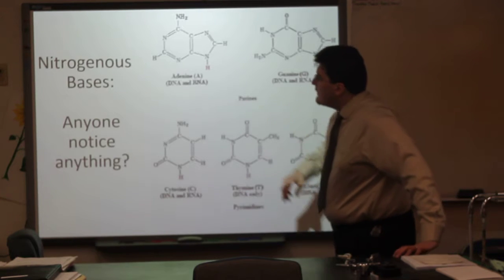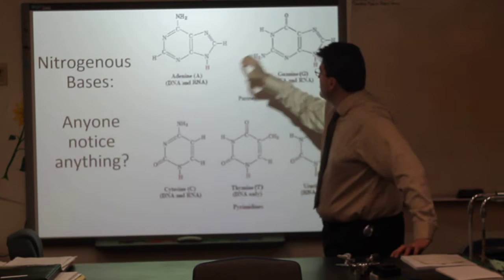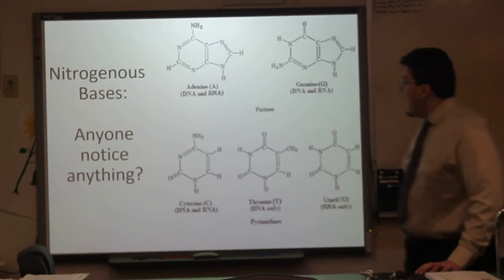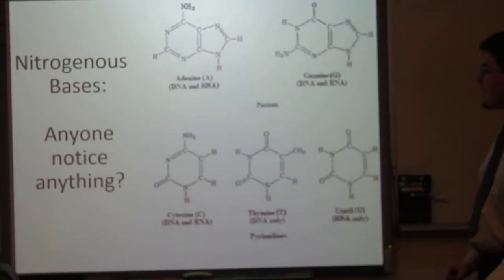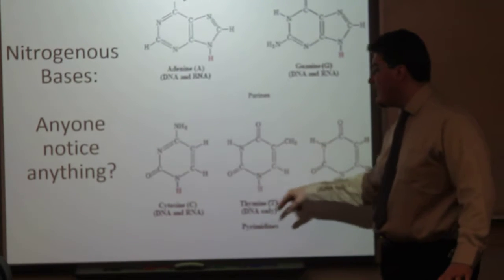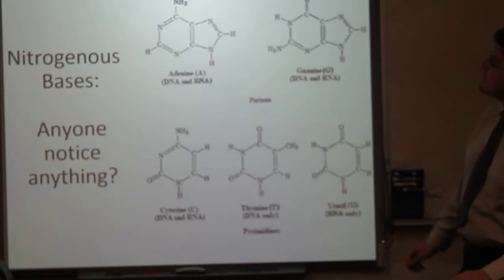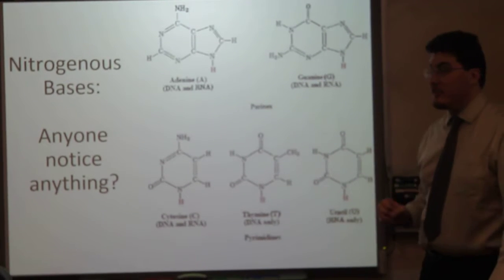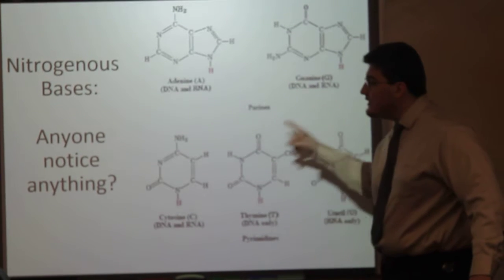So, now let's talk about our nitrogenous bases. We have adenine and guanine, which are our purines, and we have cytosine, thymine, and uracil, which is only found in RNA, and thymine, which is found only in DNA, and these are our pyrimidines. Adenine and guanine, our purines, have a double ring structure. They have 2 rings. And our pyrimidines have a single ring.